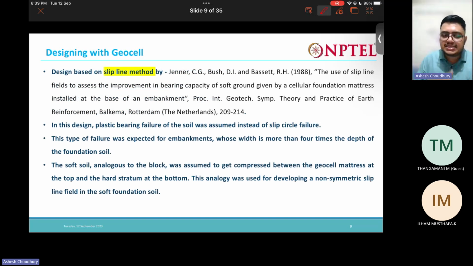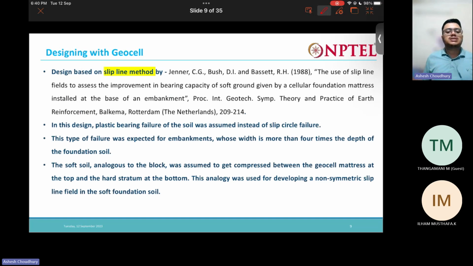Now, for the design of GeoCell, there are many design methods. At the end I will suggest a paper. In that paper, some methods have been suggested and summarized. So I will just suggest you go through that paper. It will be very beneficial to you. All right. One of the methods is designed based on the slip line method, and this method was given by Jenner, Bush, and Basil in 1988. So quite old.